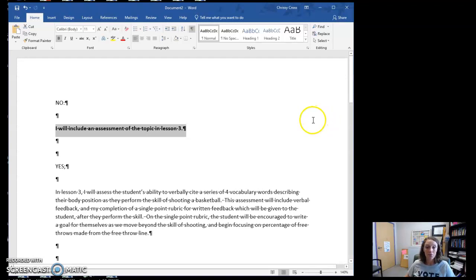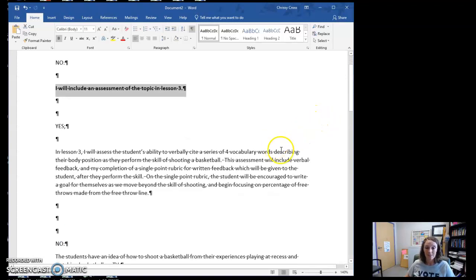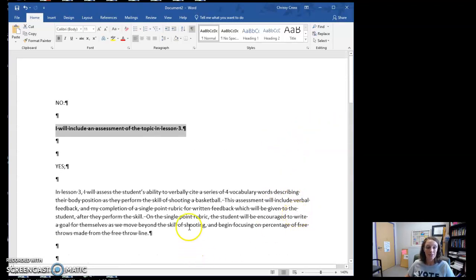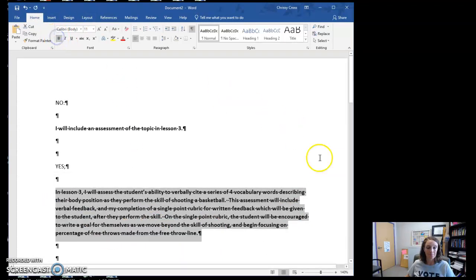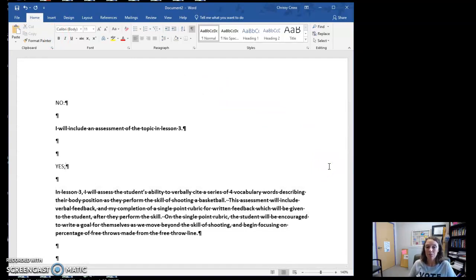A good way to write this that is detailed and specific would be something like this: "In lesson 3, I will assess the student's ability to verbally cite a series of 4 vocabulary words describing their body position as they perform the skill of shooting a basketball." Okay, notice I'm saying exactly what I'm assessing. Now, have I said how I'm going to assess? I haven't, so that's why I'm going into the next sentence.